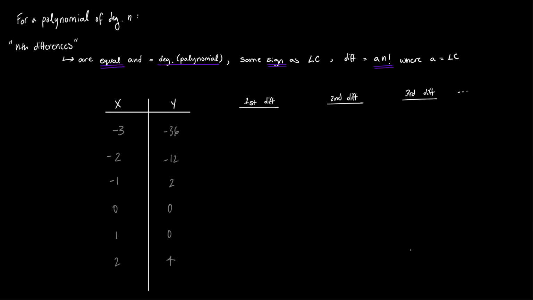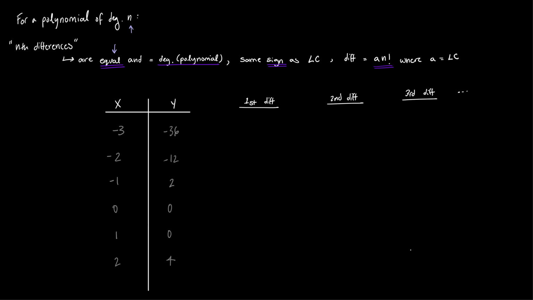So for a polynomial of degree n, you can use something called the nth differences in order to determine some information about the degree of the polynomial, as well as the sign and value of the leading coefficient. So for a polynomial of degree n, the nth differences will all be equal, and this will be equivalent to the degree of the polynomial. So whichever iteration of the difference that you are on will be the degree of the polynomial.